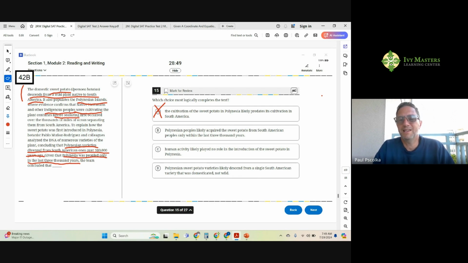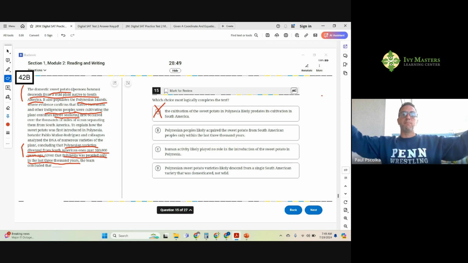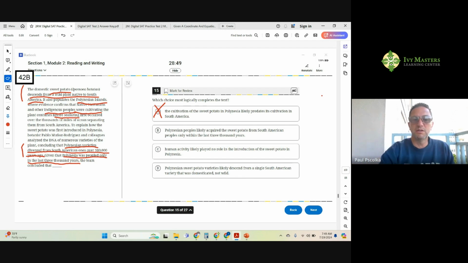Answer choice B. Polynesian peoples likely acquired the sweet potato from South American peoples only within the last 3,000 years. No, because when it diverged, that means it's different. So if it's divergent, it's different. So they started to be different over 100,000 years ago. So they must have been in both places over 100,000 years ago. So they could not have acquired it only within the last 3,000 years. They're in both places 100,000 years ago.